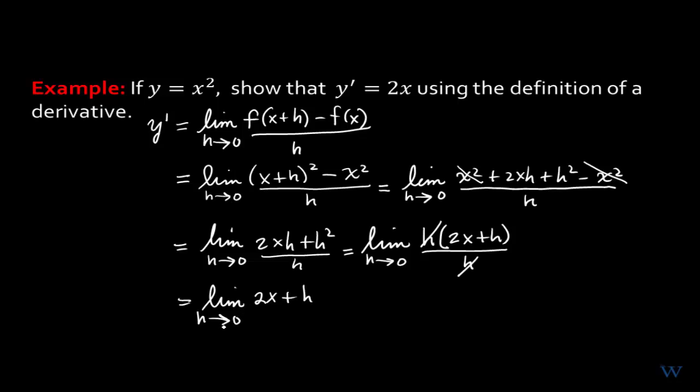And remember, it's our h that goes to 0, not the x. So with respect to h, that means 2x is a constant, so only h goes to 0. So the limit of 2x as h approaches 0 is, of course, just 2x. Therefore, we have shown that y prime is equal to 2x.